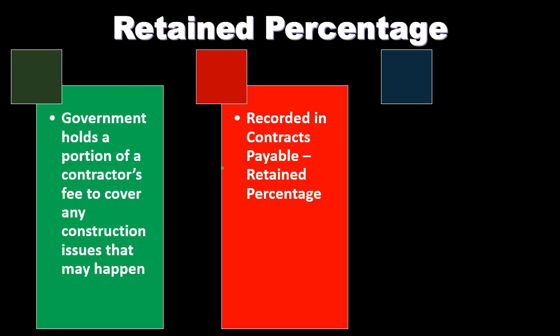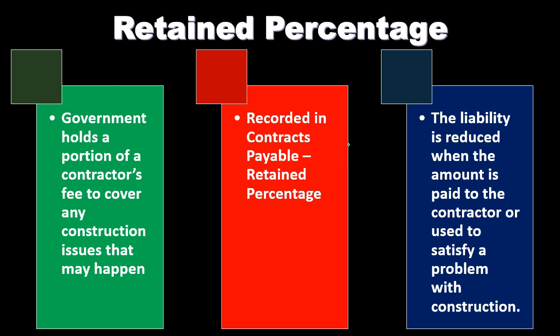We're going to retain some of it, keep some of it, in case there's a future problem, and hopefully in order to retain the contractor to make sure that they complete the project. So therefore, the liability of the contracts payable is basically a liability type of account. The liability is reduced when the amount is paid to the contractor or used to satisfy a problem with construction.